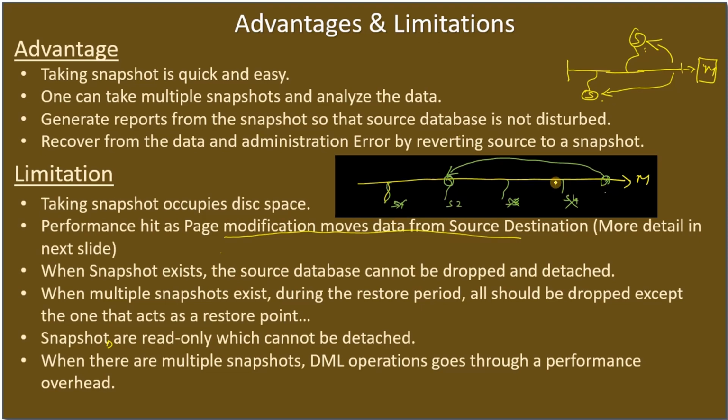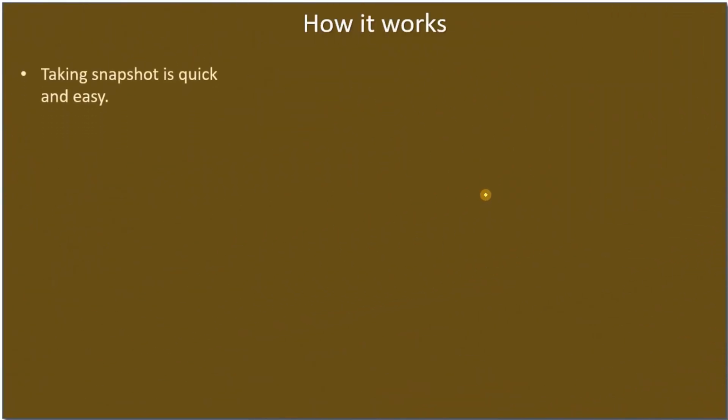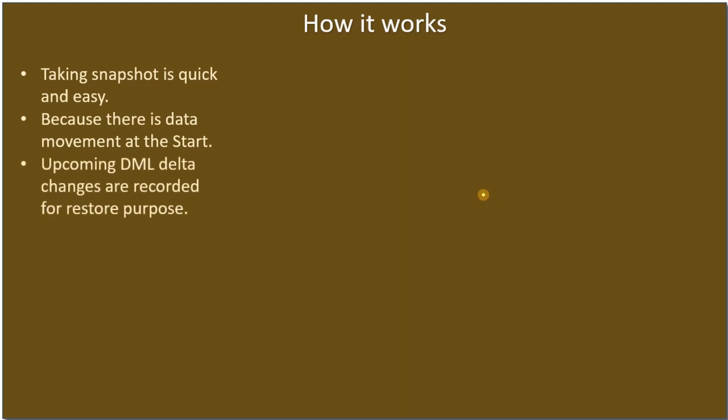So these data movements will help to restore the database to a specific snapshot at a later stage. So that's the purpose of a snapshot, but this data movement may be a performance hit, especially when there are multiple snapshots. Taking snapshot is quick and easy. We already know that because there is a data movement at the start. Upcoming DML delta changes are recorded for restore purpose. Let's see how.